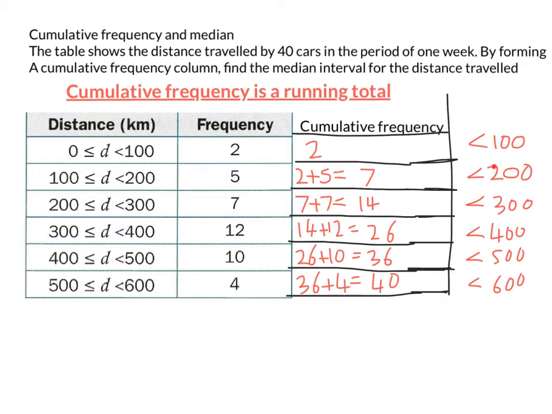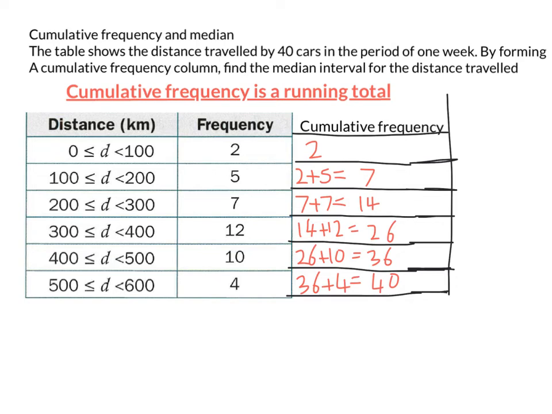You won't always see this bit here, by the way, written down anywhere. You just assume it to be the upper limit of the interval. The interval being just the group. It's another word for group. So this here is your interval. Okay, and then just to say one more time, that 26 would then mean that there are 26 cars that took 400 kilometres or less. 2 plus 5 plus 7 plus 12 will give you 26.